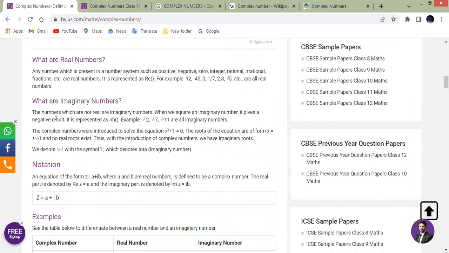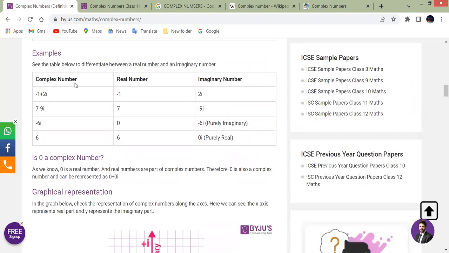So what are imaginary numbers? Imaginary numbers are those with iota. Any number where you see iota is called an imaginary number. What is the notation to show a complex number? C is equal to a plus iota b. Here a is the real part and b is the imaginary part. So iota b is the imaginary part. We show the complex number by z, small z.